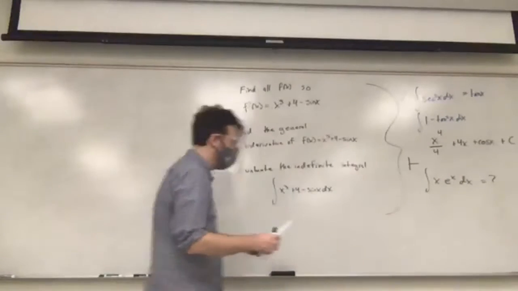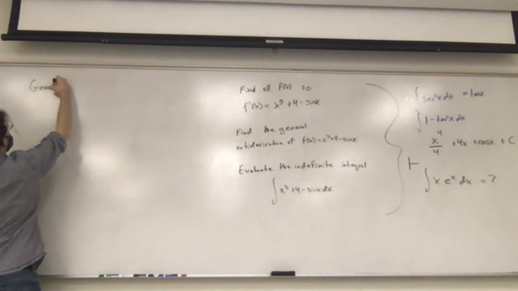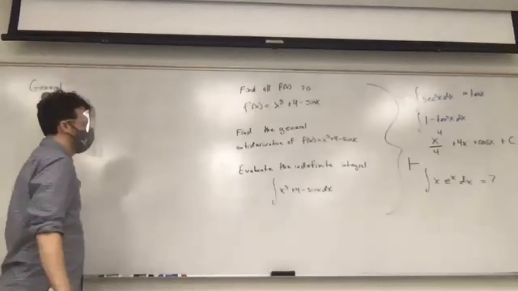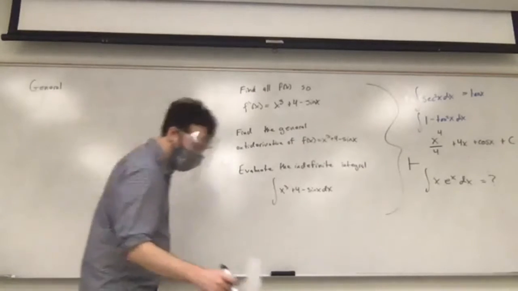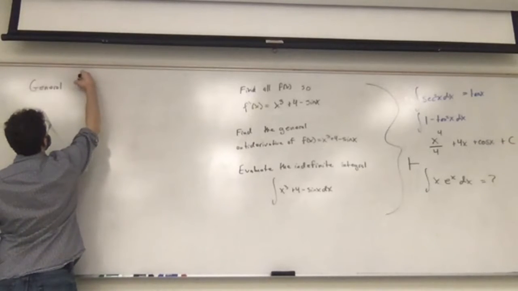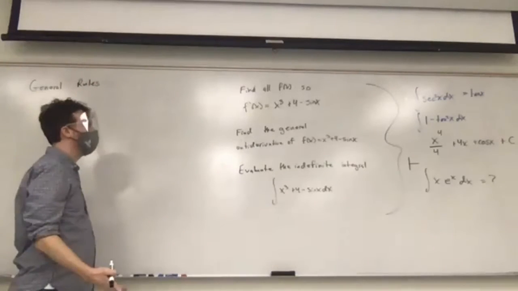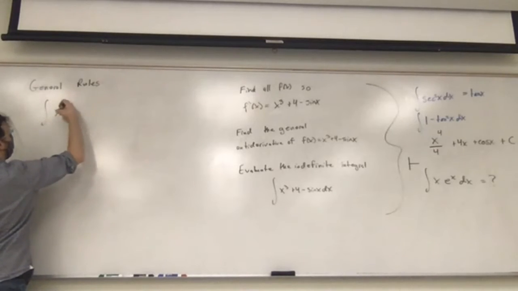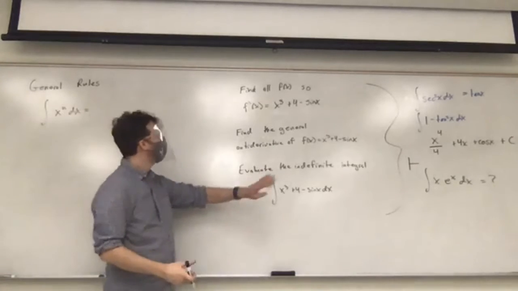So here are some general rules. In addition to just taking derivative rules and reversing them, and the textbook has these, I'm not going to write them down, we'll look at a couple more general rules for anti-differentiation. The first thing is, what's the reverse of the power rule? So what if we try to integrate x to the n?